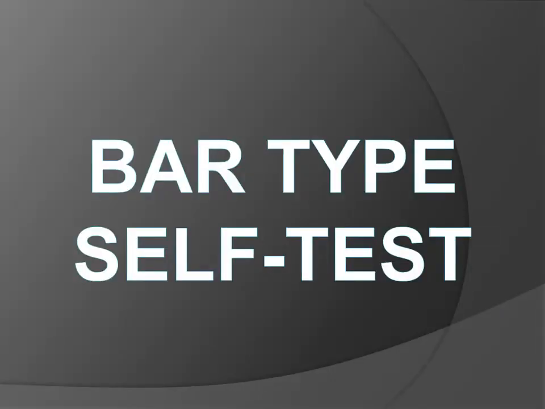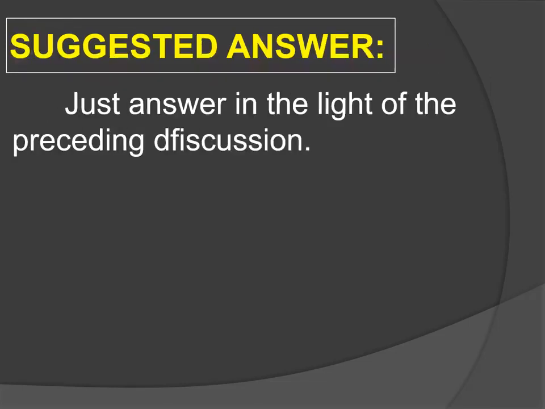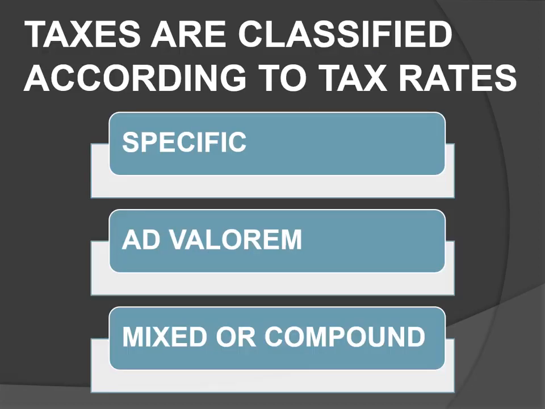What questions have been asked here in the past? Simple. It's just an objective type of question. What is tax pyramiding? And you would have to look at whether this is 5% or more than 5%. And how are taxes classified according to tax rates? They could be specific, ad valorem, mixed, or compound.